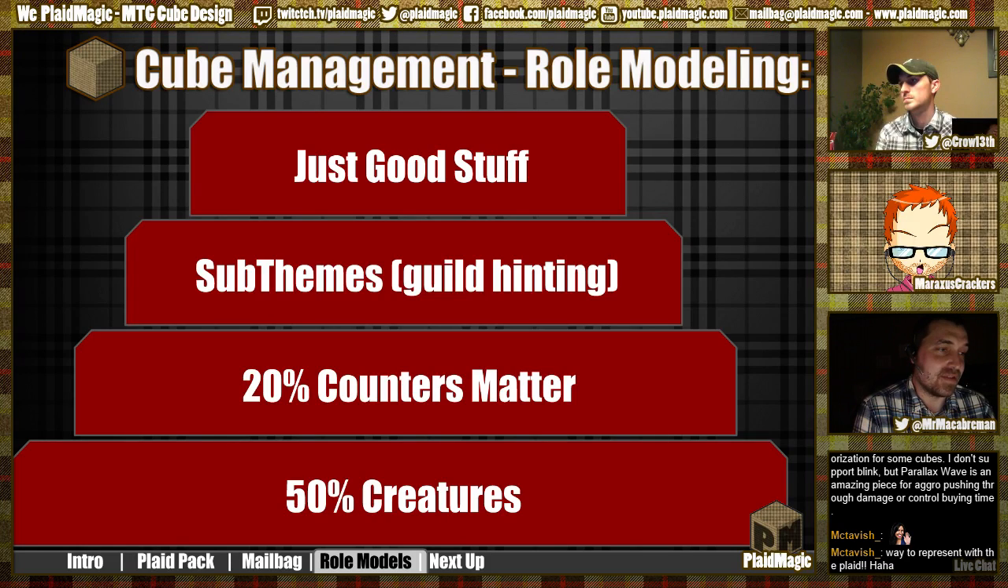people who play, and there are different situations. Some people bring their cube to an LGS. Some people, it's just your tight knit play group, like Andy and I. So it's an interesting balance.